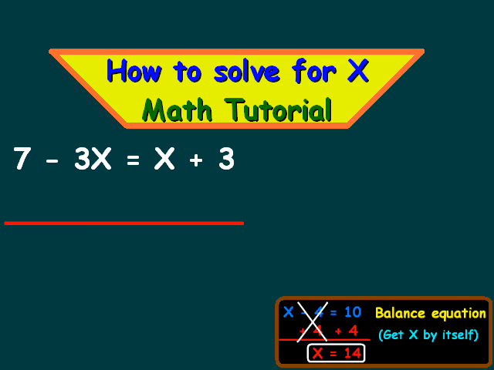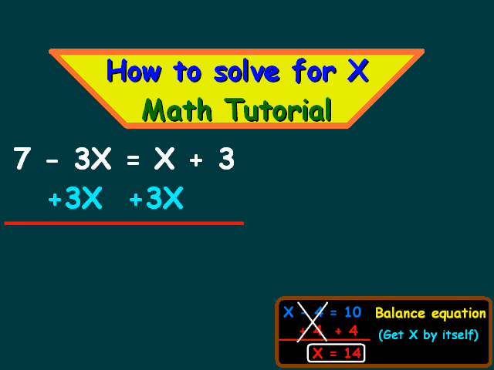We draw a line there. And what we want to do is we want to get x by itself and then get the other number on the other side of the equation. In other words, balance it out. Okay. One way we can do this is we can get x by itself. So we're going to add 3x in this situation to both sides.